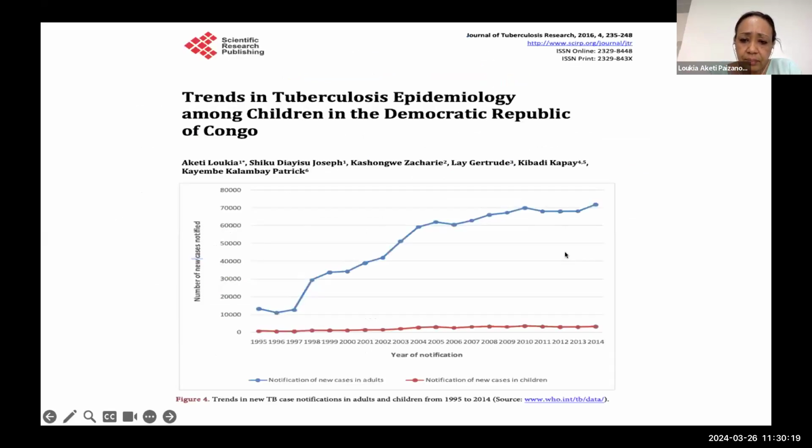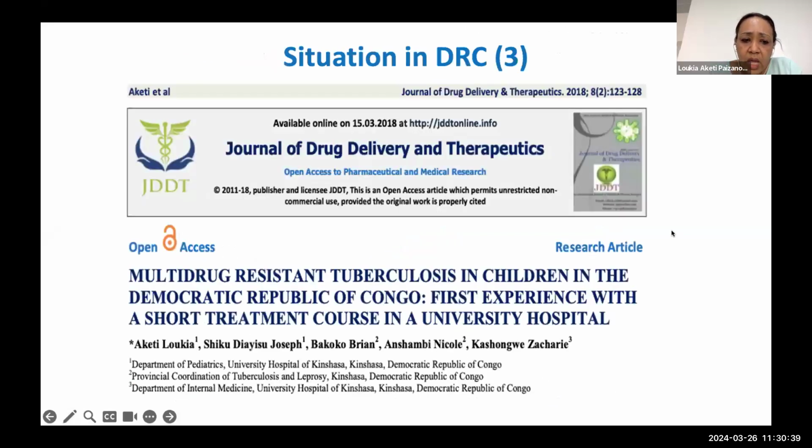Slide, please. And this study published in 2016 shows also, this is the result only for Democratic Republic of Congo, that the number is still going up. Slide, please. Even for the resistance, it is now 6 years old, but the number, slide.